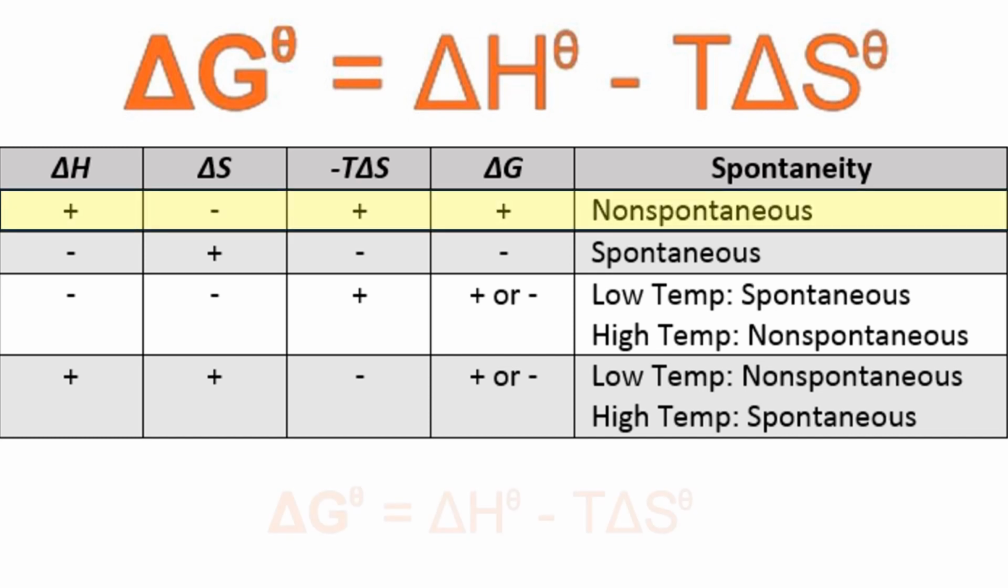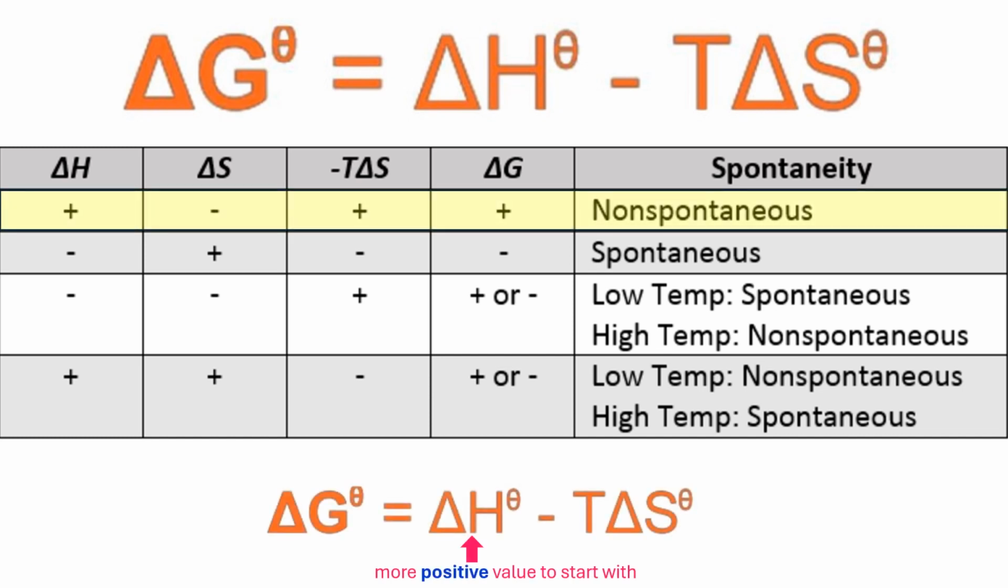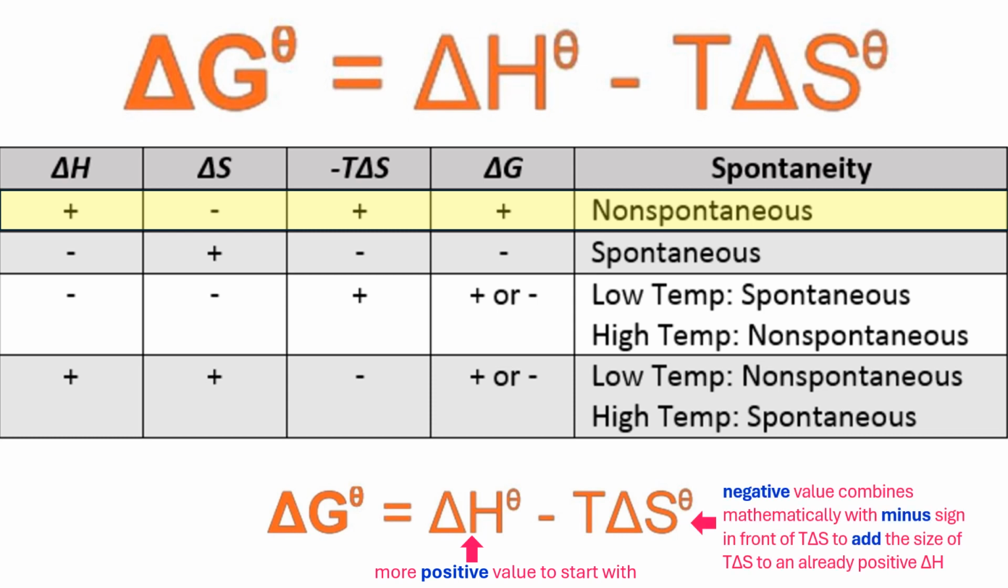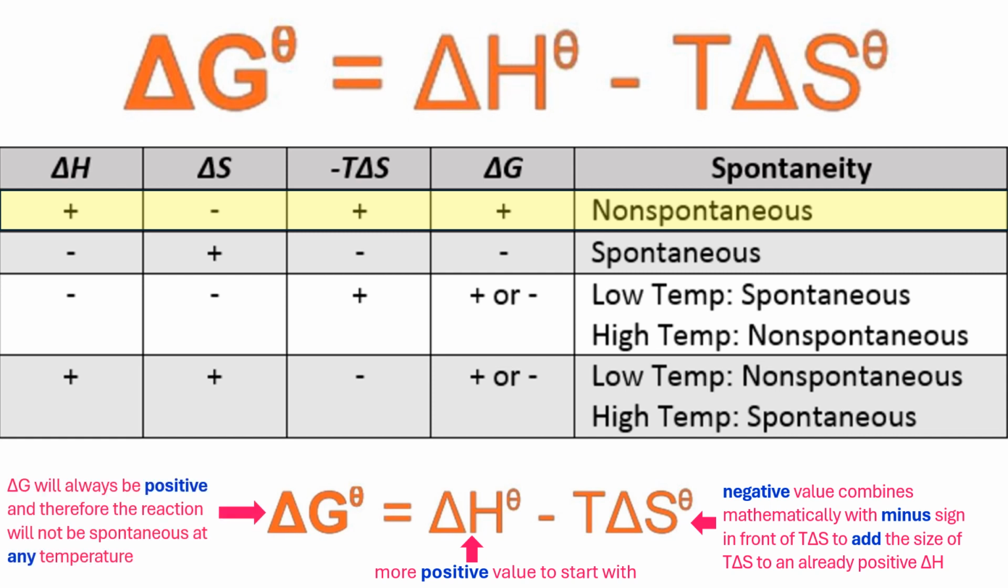If you've got a positive value for delta H to start with, a negative value for delta S combines mathematically with a minus sign in front of T delta S to add the size of T delta S to an already positive delta H value. So no matter what the temperature, delta G will always be positive, and therefore the reaction will not be spontaneous at any temperature.